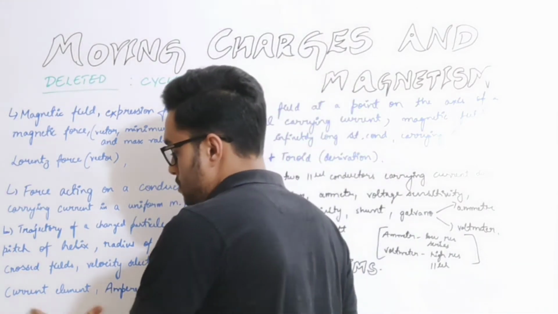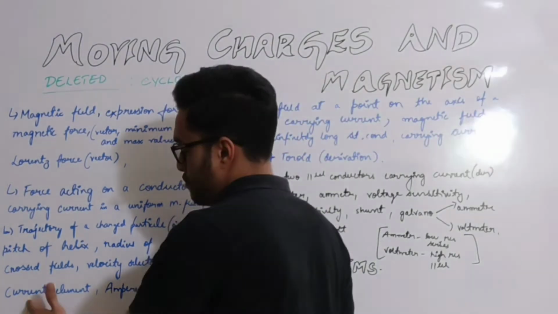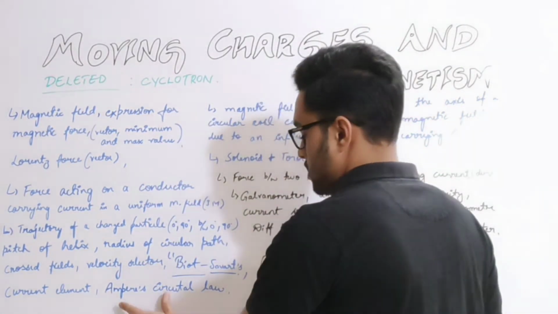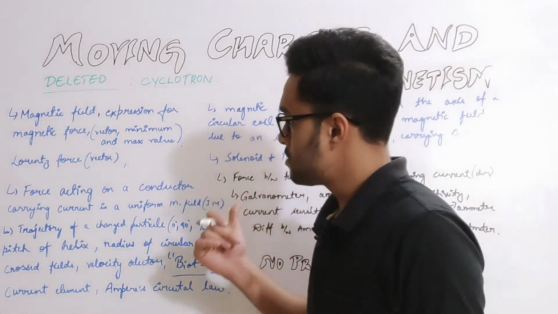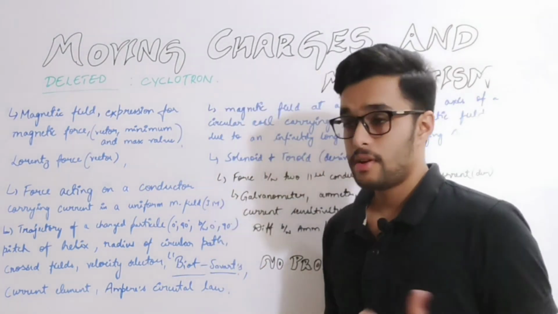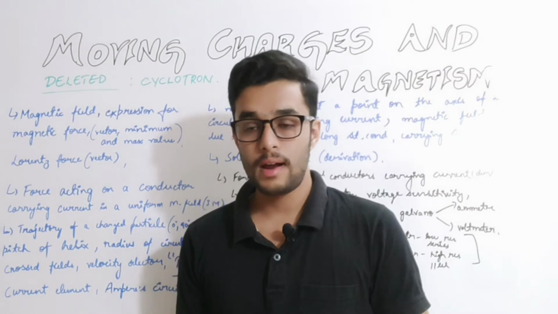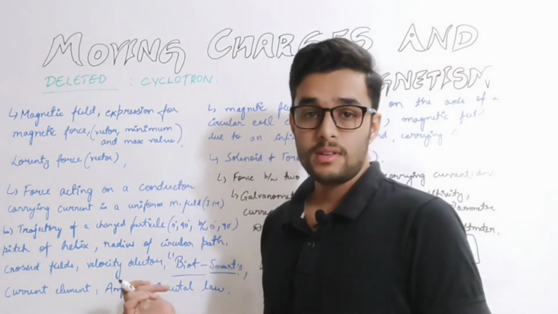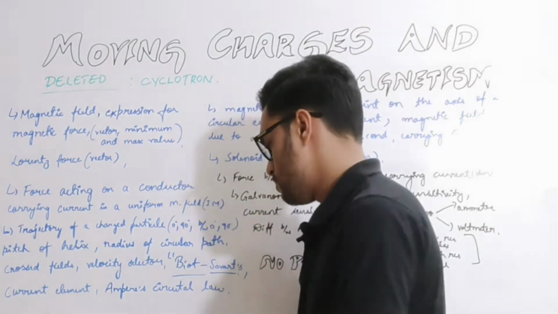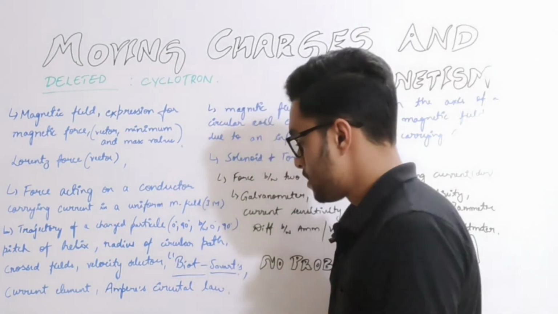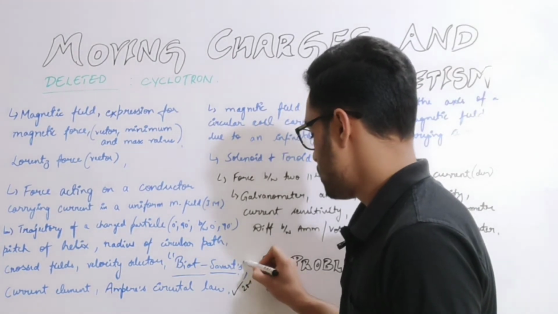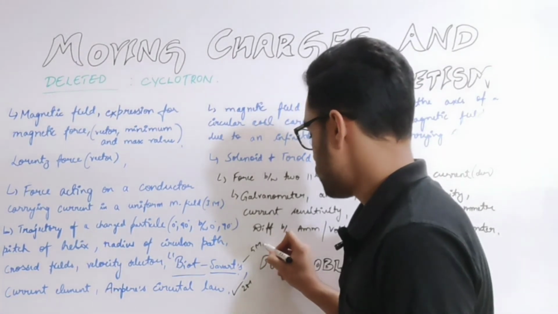Next, you should know the definition of current element. Current element is a very easy definition, as is Ampere's circuital law. For 2 marks there is a greater probability of Ampere's circuital law being asked. They might ask questions such as state Ampere's circuital law and mention its expression, and also explain the terms in the expression. So you might get a question like that. Ampere's circuital law will be important for 2 marks, and Biot-Savart's law will be important for 5 marks as well as for 3 marks.